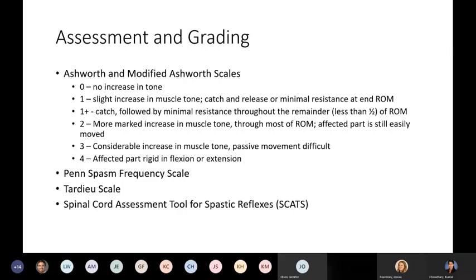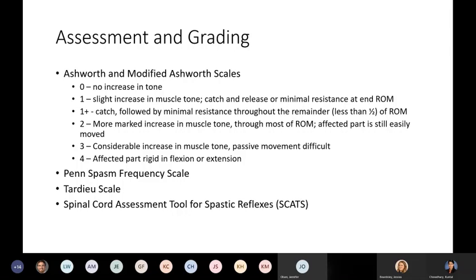The Tardieu scale, again, is something that's used more commonly in research and, to some degree, in the pediatric or cerebral palsy population. But basically, it measures resistance to passive movement at both fast and slow velocities. And there are measures for both the joint angle and the resistance of the muscle.